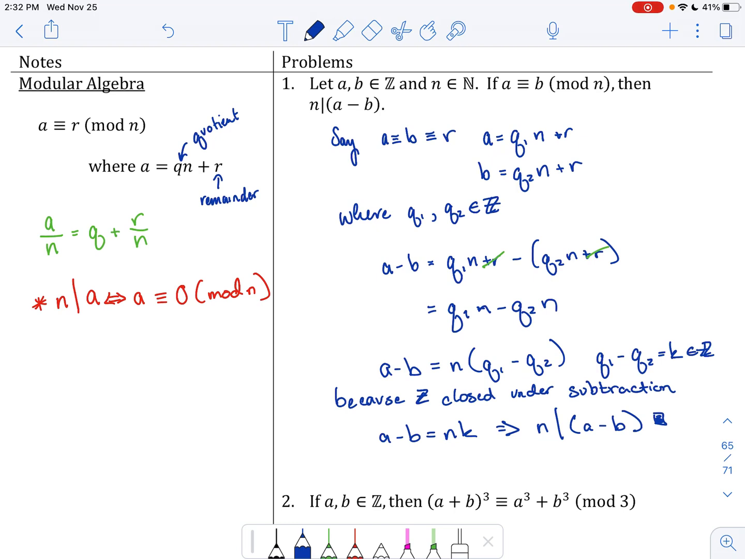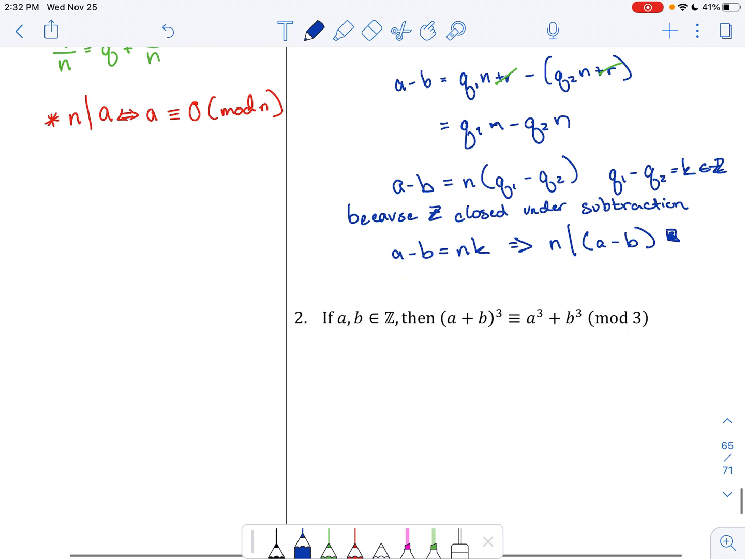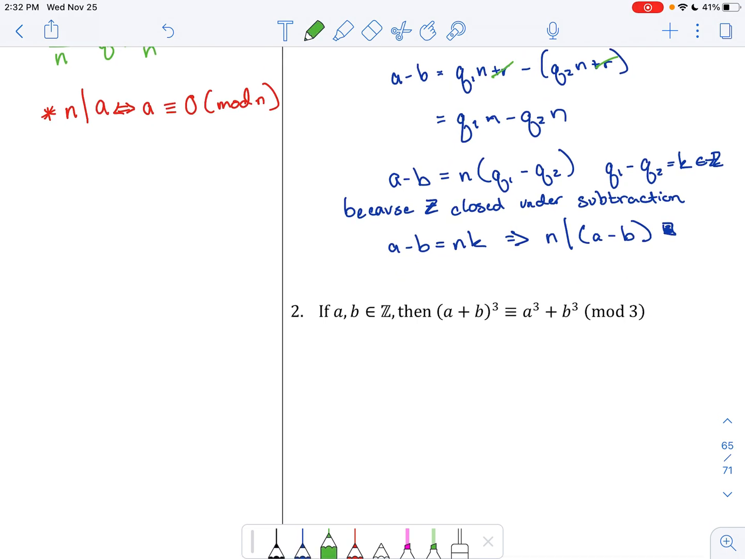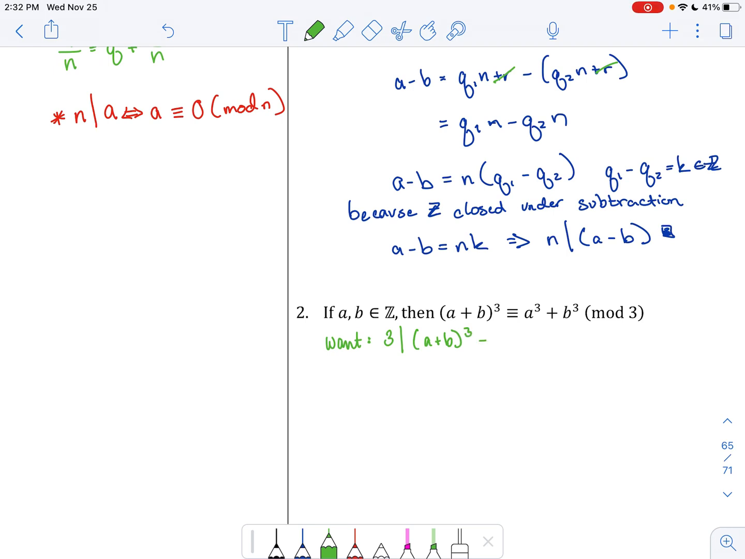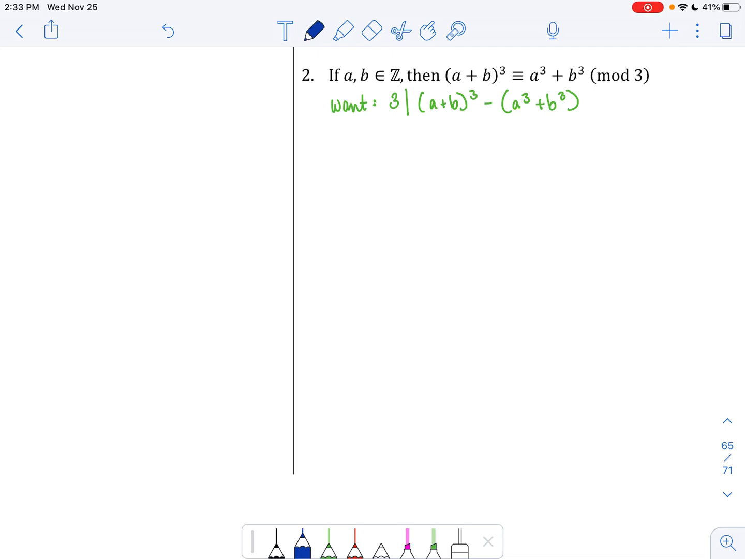Now, again, this is going to be a really helpful way to prove a lot of the problem sets in the homework, and I'll show you an example. Here, if a and b are in the integers, then (a plus b) cubed is equivalent to a cubed plus b cubed in mod 3. So using the first result, we can just show that 3 divides the difference, (a plus b) cubed minus (a cubed plus b cubed). This is using the idea that a and b are equivalent in mod n when n divides their difference. So we want to show that 3, since that's our mod, divides the difference between the two equivalent parts. That just makes everything a lot easier from there.